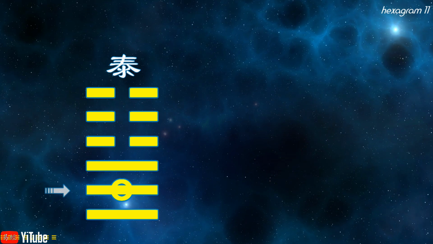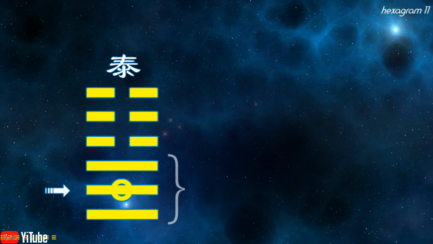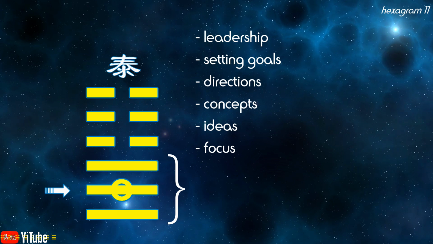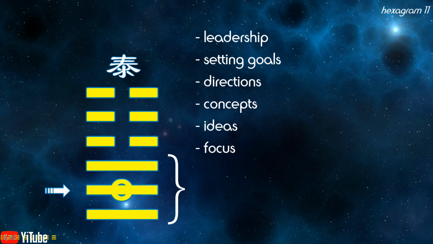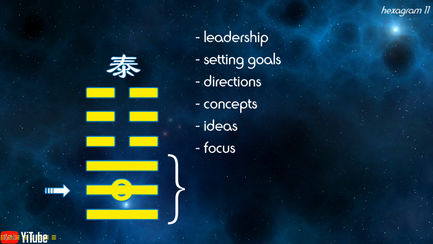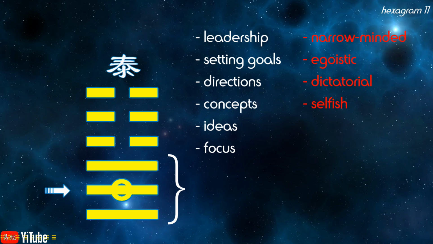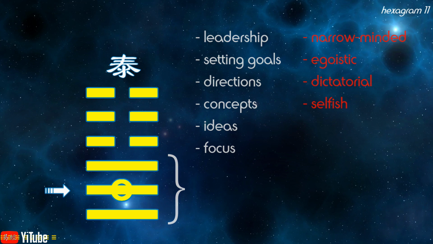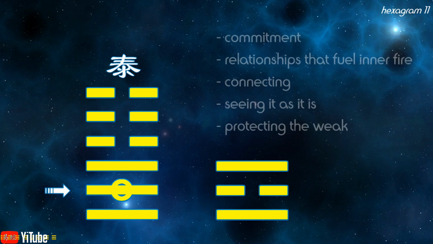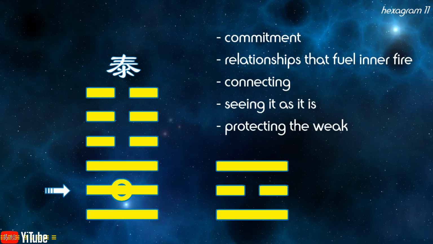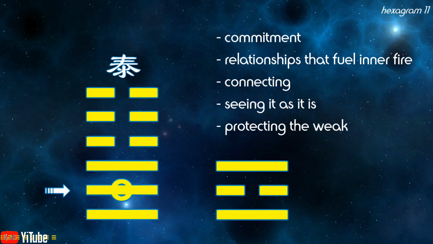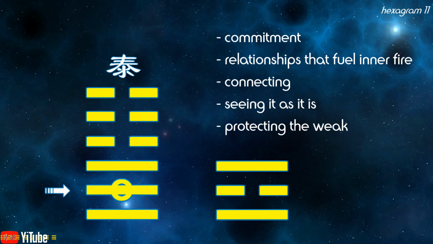The second line is in the trigram heaven. Heaven can be associated with leadership, setting goals and directions, concepts, ideas, and focus. Because of the moving line, this trigram becomes slightly unbalanced. An unbalanced trigram heaven can become narrow-minded, egoistic, dictatorial, and selfish. To restore the balance in this trigram, it needs trigram fire. Commitment, relationships that fuel the inner fire, connecting, seeing the situation as it actually is. Also, protecting the weak with a strong and confident exterior.